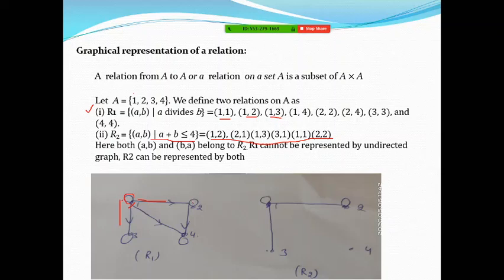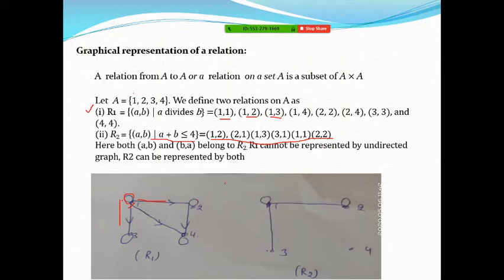Then 2 to 2, self loop. Then 3, 3, self loop. And then this (2,4) is there. And if we see this relation R2, so (1,2) is there, and then (2,1) is there. (1,3) is there, (3,1) is there.